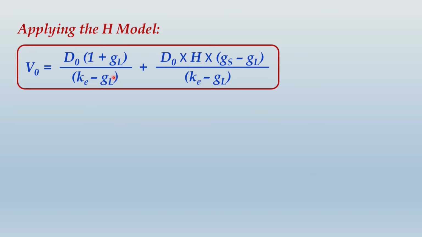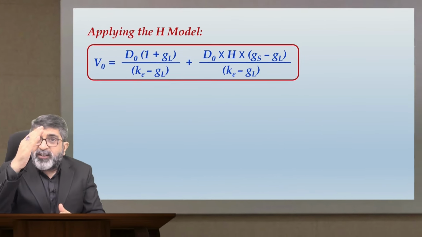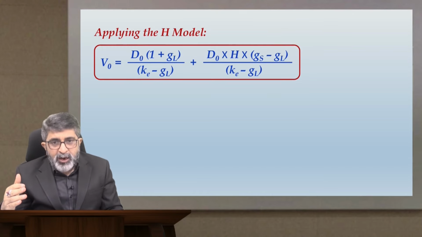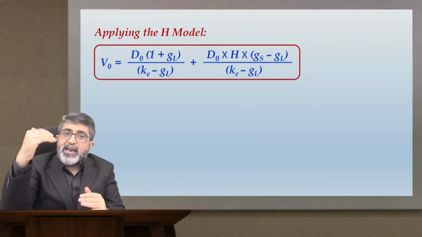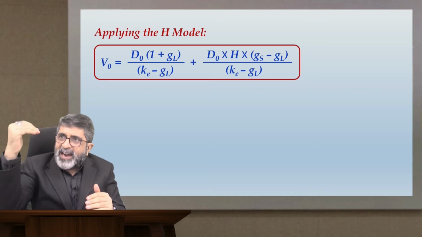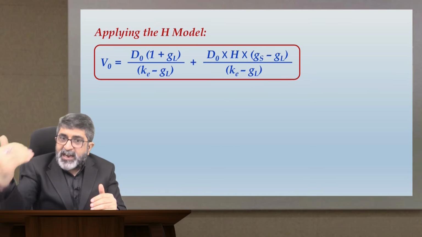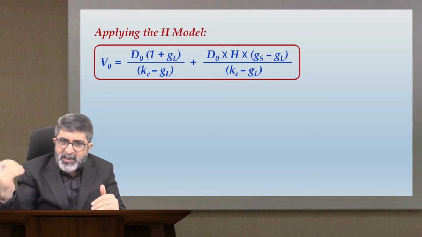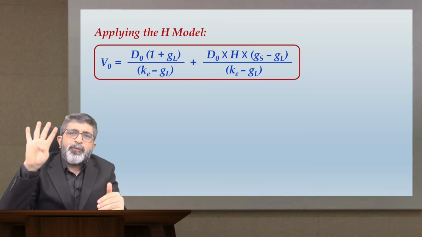So D0 into 1 plus that constant growth rate or long term growth rate, divided by KE minus G. That is again G standing for the long term growth rate. And the second term over here is D0. Again, same D0 you have to take here in the second term. Now this H, what is the meaning of this H that you need to understand? You have to focus on what was the period of the constant decline in the growth rate. The period of the constant decline in the growth rate from 20% to 16%, where it landed from 20 to 19, 19 to 18, 18 to 17 and 17 to 16. It took 4 years time.